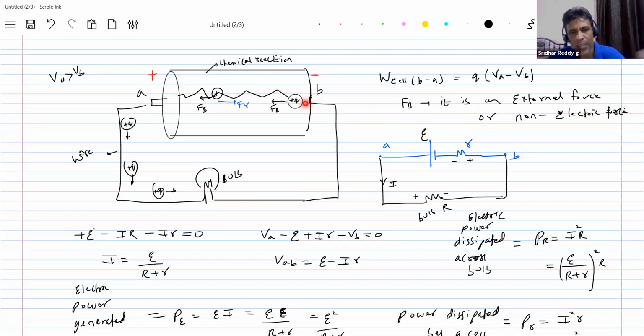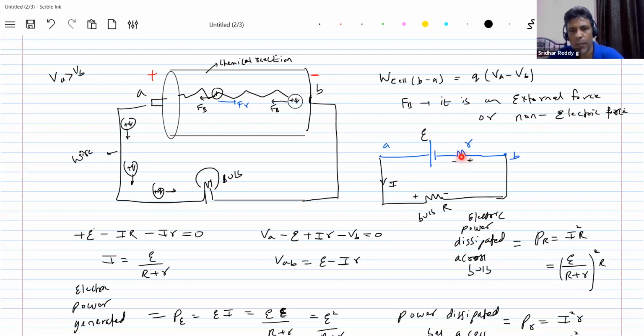Then again the charge will be lifted. During its flow inside the material, the resistance of the material exerts a force. It will oppose the motion of charge. So the resistance of the material will oppose the flow of charge across the cell. Therefore that is called internal resistance. It will oppose the flow of charge. So therefore that r is brought here.